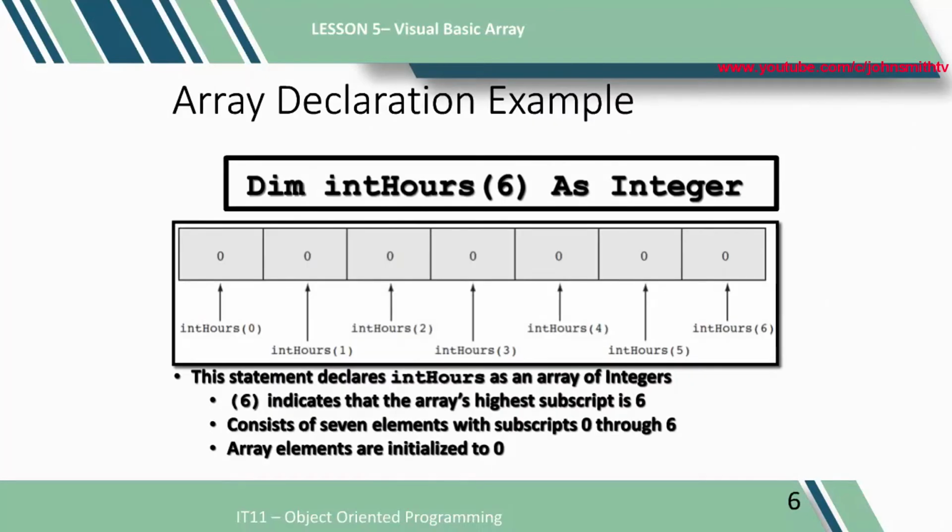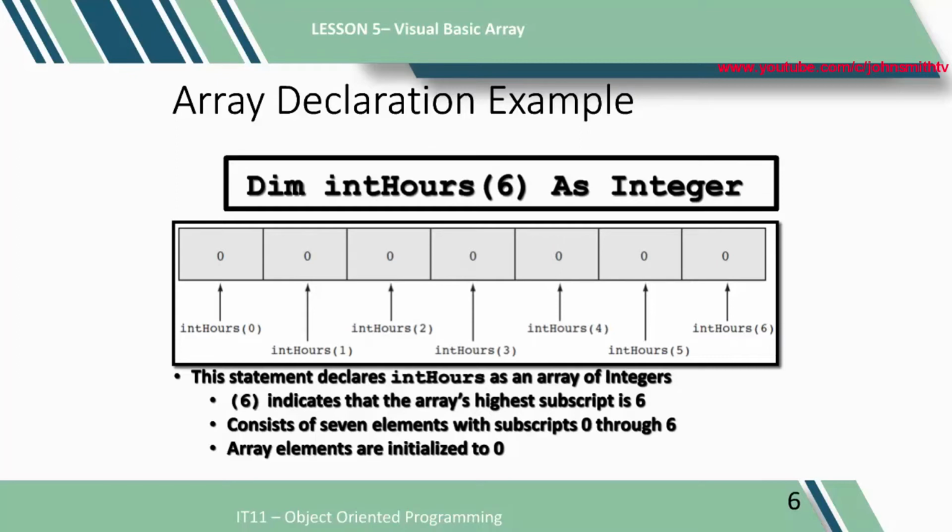Let's look at some examples. Dim intHours(6) As Integer. The statement declares intHours as an array of integers. The number inside the parentheses, 6, indicates that the array's highest subscript is 6. The figure above shows that this array consists of 7 elements with the subscript 0 through 6.